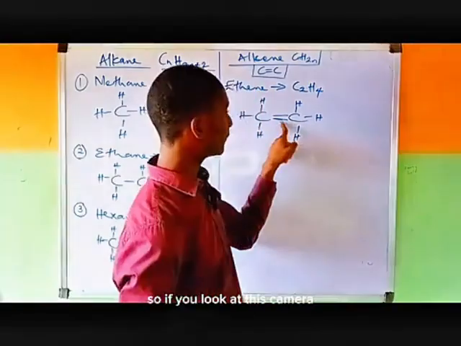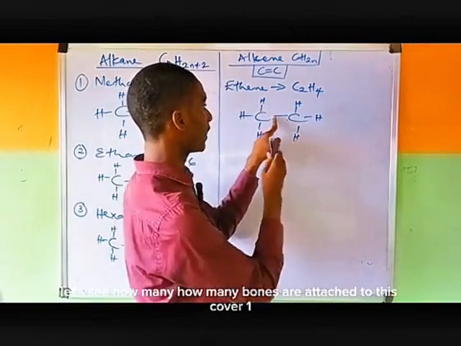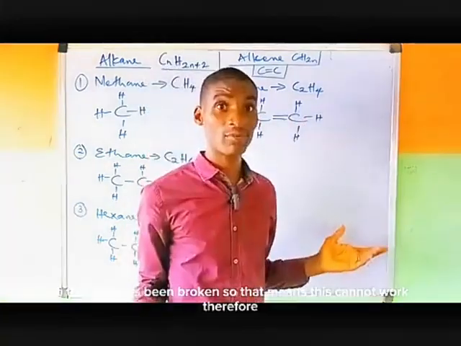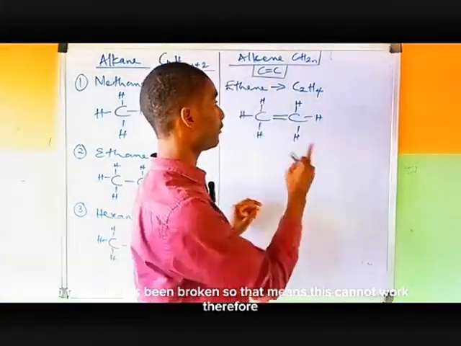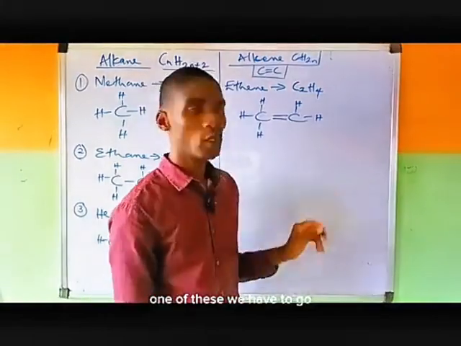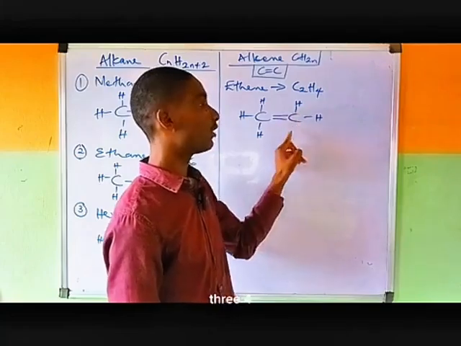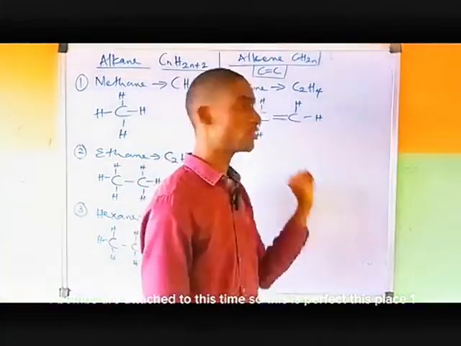Okay, so if you look at this carbon, let's see how many bonds are attached to this carbon. 1, 2, 3, 4, 5. So that rule has been broken. So that means this cannot work. Therefore, one of these has to go. So how many bonds do we have attached to this carbon now? 1, 2, 3, 4. 4 bonds are attached to this carbon. So this is perfect.